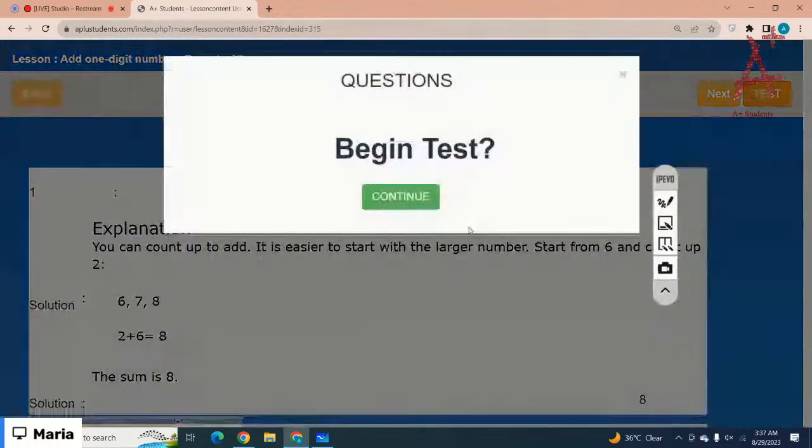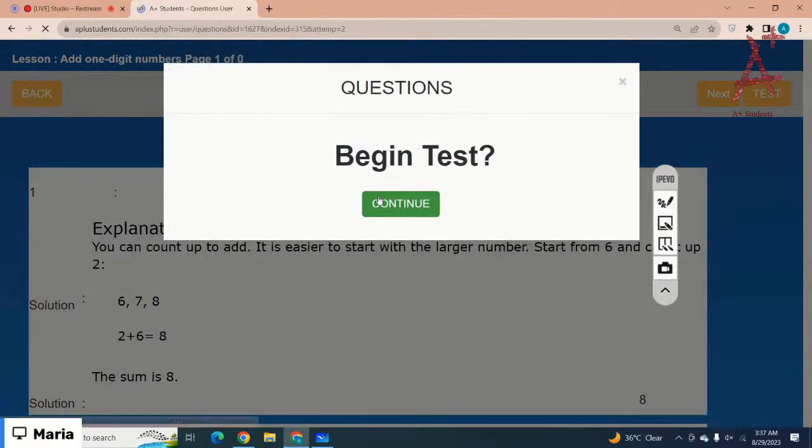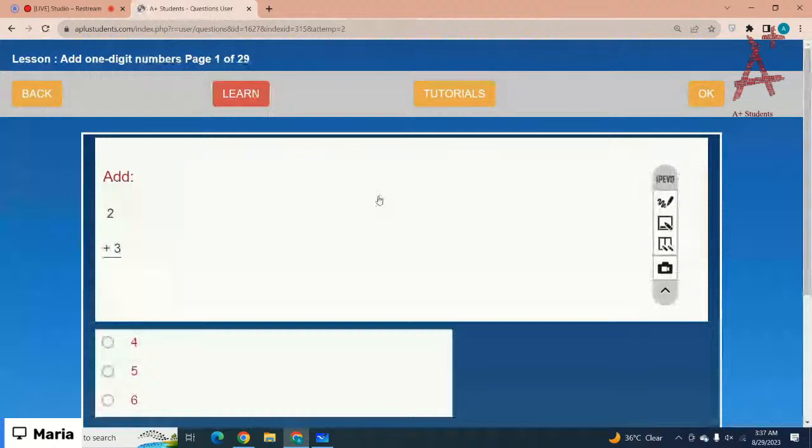Let's just start with the practice questions. Add 2 plus 3. So you have to add 3 plus 2. Start with 3 and count up 2. So the correct option is 3, 4, and 5.